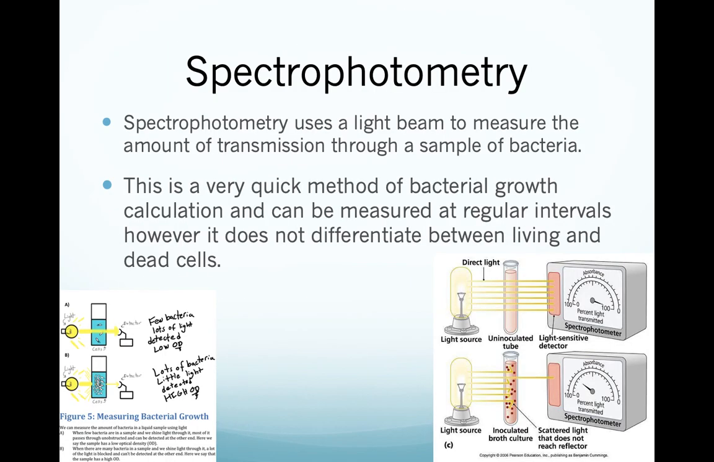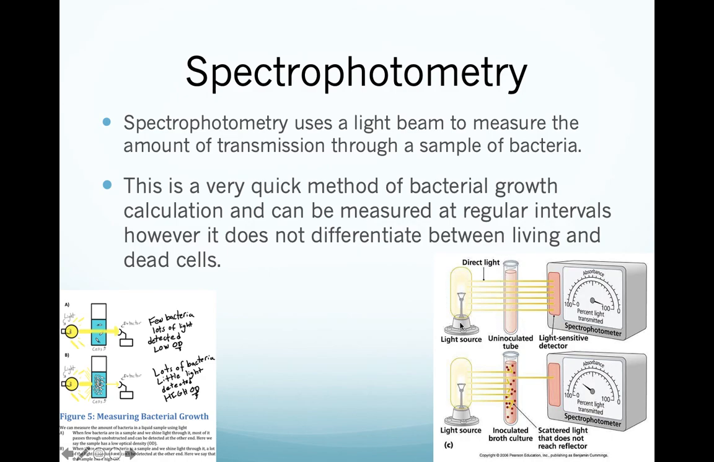You can count bacteria using a light beam. Some of you may have used spectrophotometry in other labs. This is kind of the same concept as a flow cytometer, except it uses a light beam all at once, so there's no flow in this one. It literally just measures the amount of blocked light.